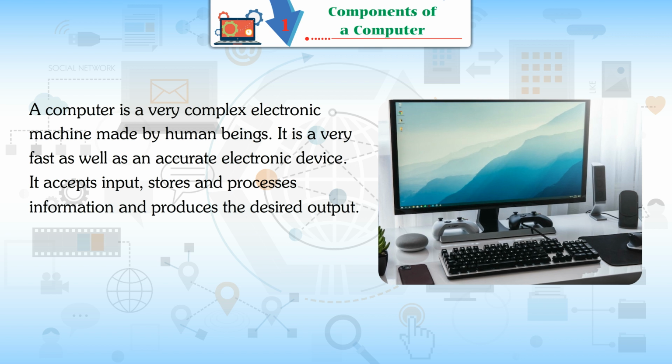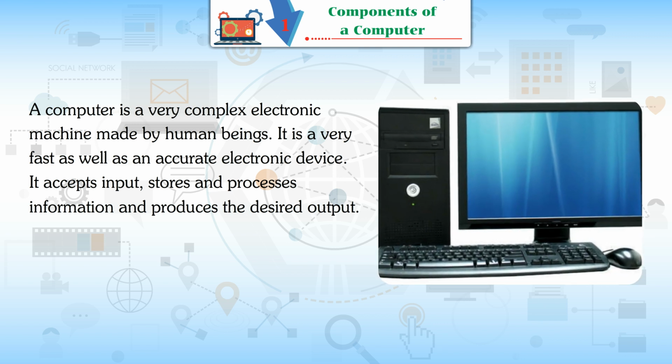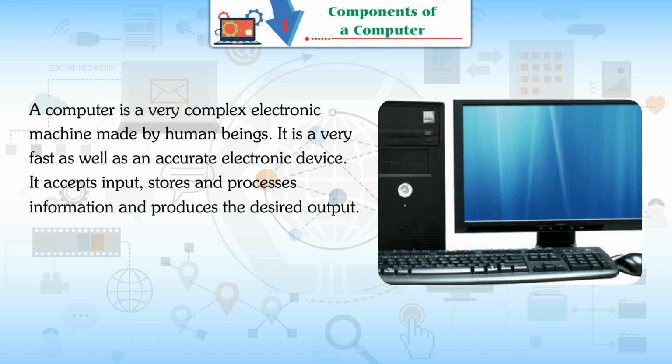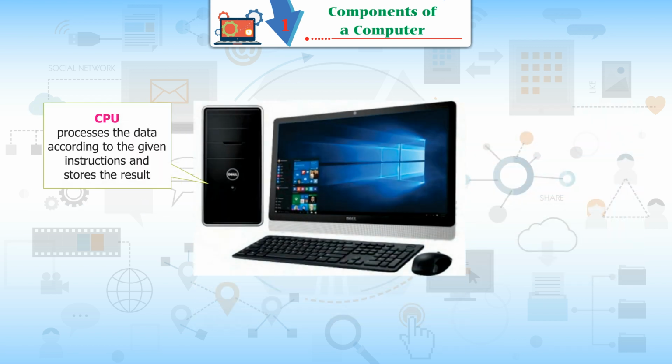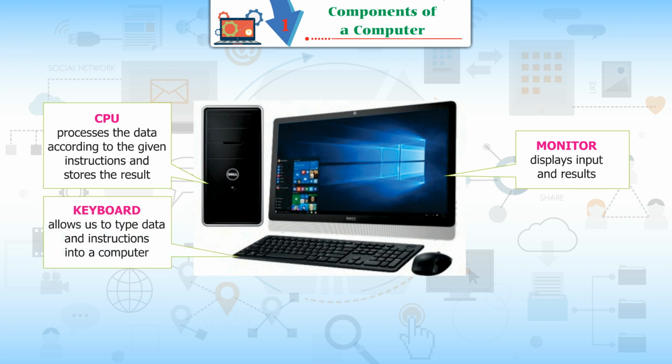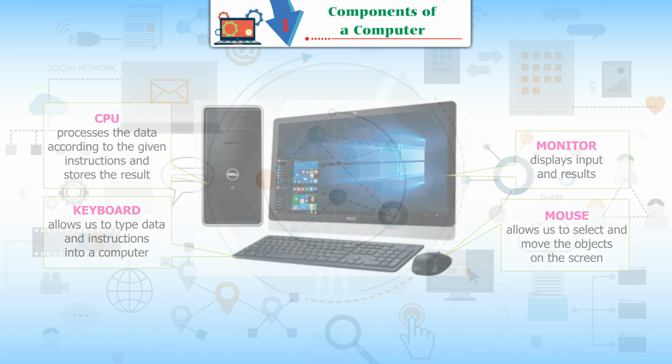It is a very fast as well as an accurate electronic device. It accepts input, stores and processes information and produces the desired output. CPU processes the data according to the given instructions and stores the result. Monitor displays input and results. Keyboard allows us to type data and instructions into a computer. Mouse allows us to select and move the objects on the screen.